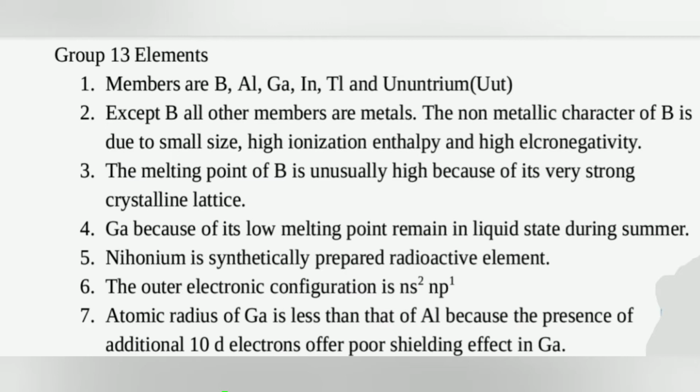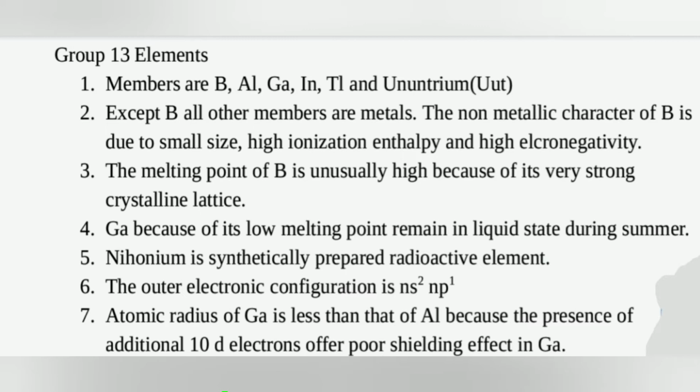Except boron, all other members are metals. The non-metallic character of boron is due to the small size, high ionization enthalpy, and high electronegativity. The melting point of boron is unusually high because of its very crystalline lattice. Gallium, because of its low melting point, remains in a liquid state during summer. Nihonium, the last element, is synthetically prepared and it is a radioactive element.